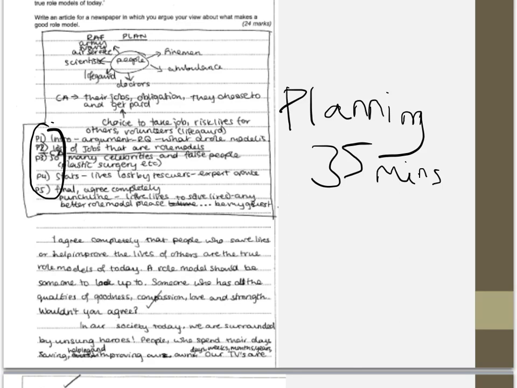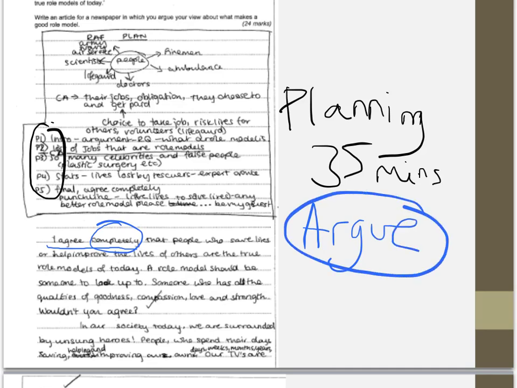So the student starts off with a really strong viewpoint. I agree completely. So this shows quite a lot of confidence, doesn't it, to agree completely. And this is writing to argue. And we know that if we're writing to argue, you've got to come across as being confident. You don't want to be umming and ahhing about this. So the student starts off in a successful way.